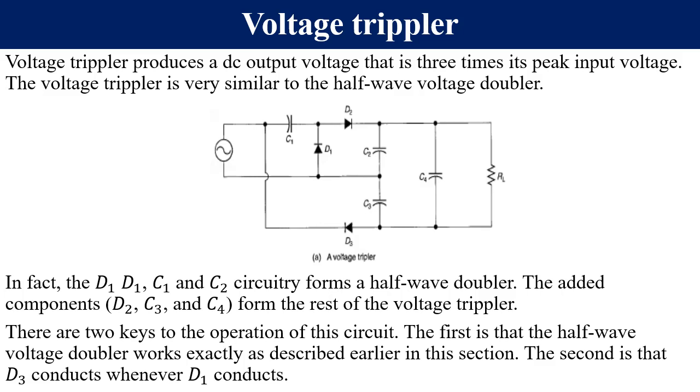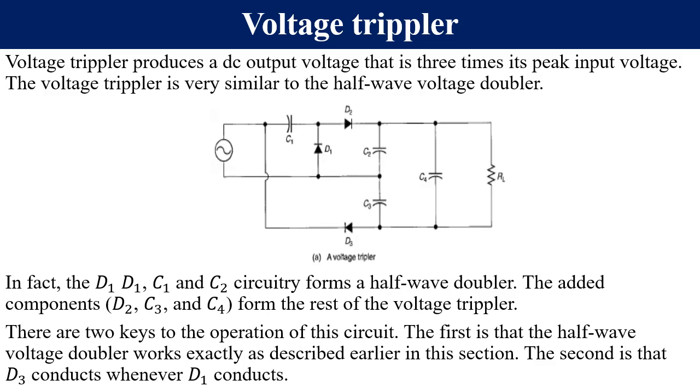We have got an output that is half of the full wave cycle. But for the full wave voltage doubler, we have got an output for each half cycle of the input.